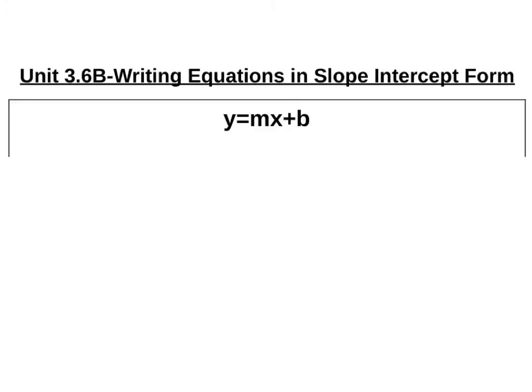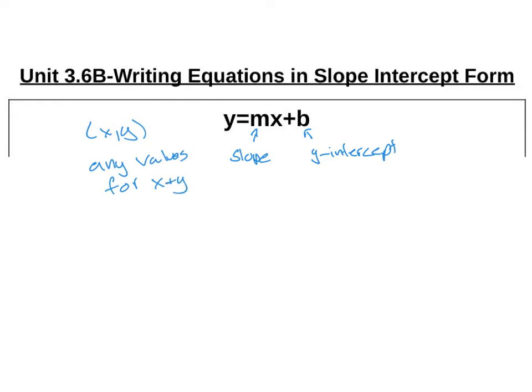Alright, looking at Slope-Intercept form, we are looking at y equals mx plus b. So let's just remember that m is our slope, b is our y-intercept, and the x, y points are really just any ordered pair. So basically, they are any values for x and y coming in pairs.